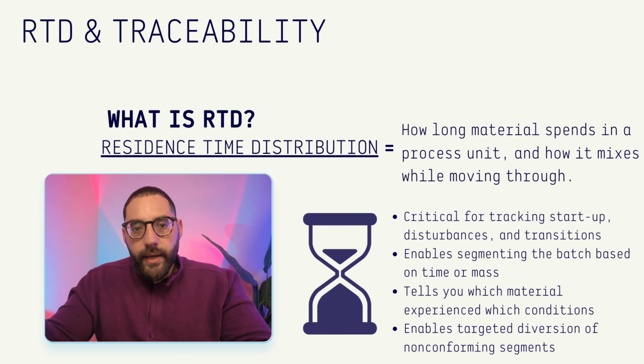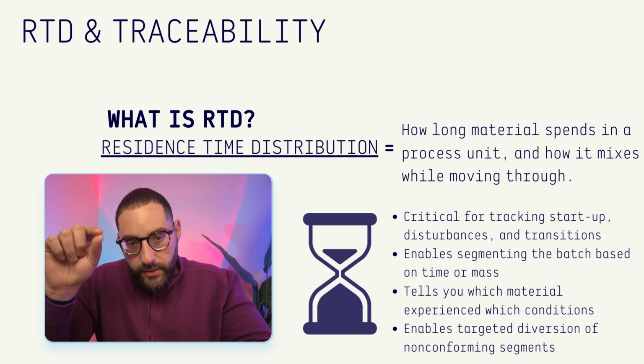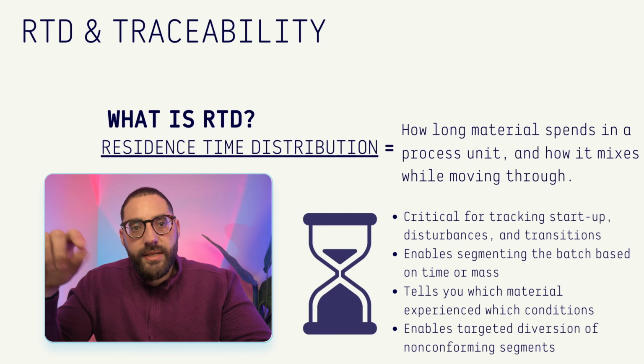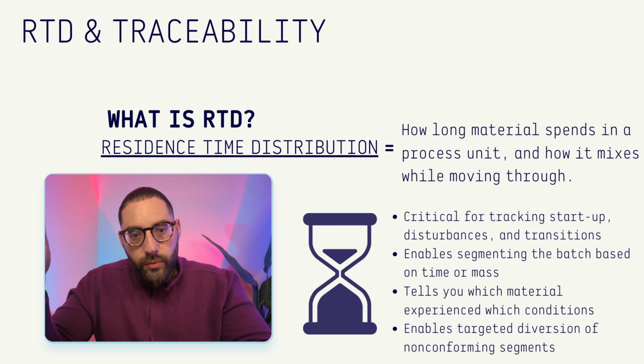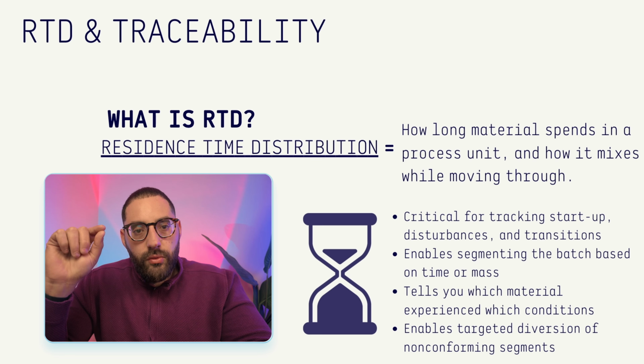And so one way that they do this is through a tracer, where they may include a tracer material, run a process and see for that tracer how long it spent in the process. And then using that kind of methodology, they can say, well, we know that we had a disturbance at this point. If we continue to run the process within parameter, then after a certain amount of time, we're back under control.